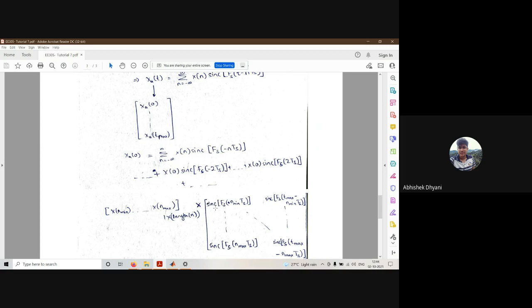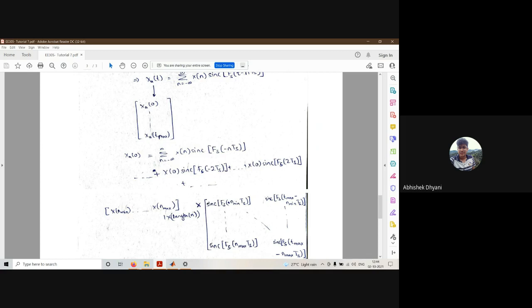So here I have f sync f of s n min of ts, which is the minimum of n, which is minus 25. And I will keep on writing down these entries until I reach n max ts, which is the last entry. Now I want this to be multiplied with x of n min, which is x at minus 25. And when I multiply x n min with this and x n max with this, and I sum them all, I will get x a0.